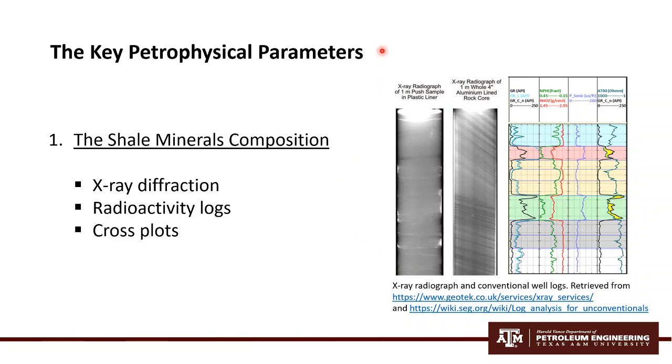The key petrophysical parameters include the shale minerals composition. The minerals composition of shale can be measured by X-ray diffraction in the laboratory, reactivity logs that directly provide the minerals, and cross plots using combinations of conventional logs. Moreover, with these combinational logs, we can predict shale thickness. Here on the right, we have a figure of an X-ray radiograph and conventional well logs.